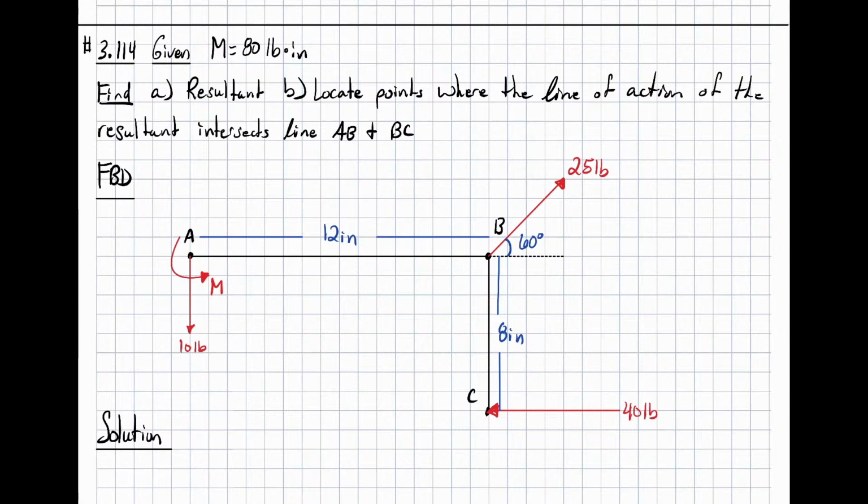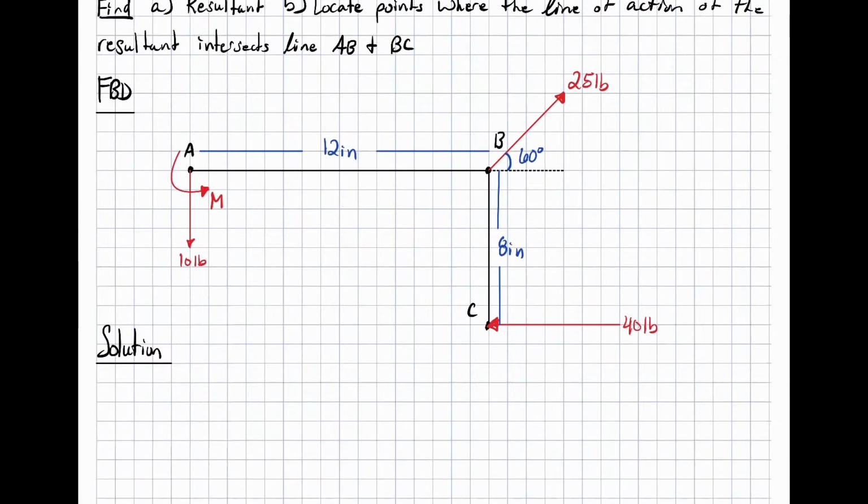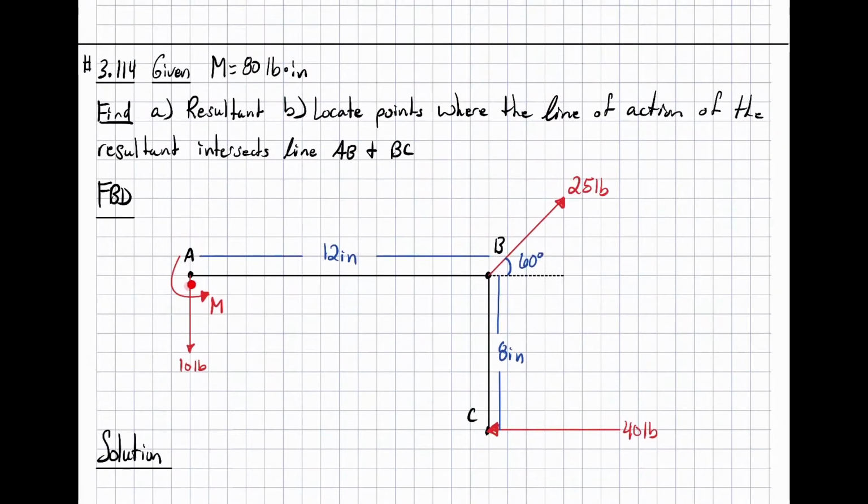Okay, very last problem, 3.114. 3.114 is just a simple frame. They gave us a moment of 80 pound inches, and the moment is at A. They ask us to find the resultant and locate the points where the line of action of the resultant intersects lines AB and BC. So let's first worry about the resultant, then we'll worry about the line of action portion.